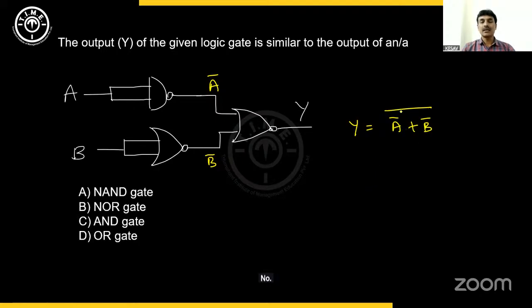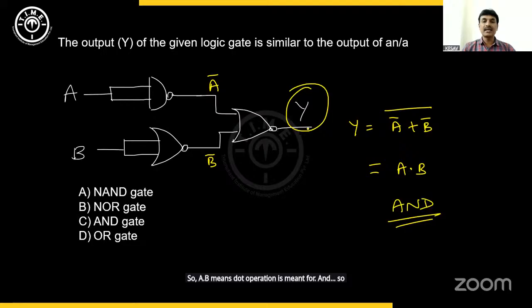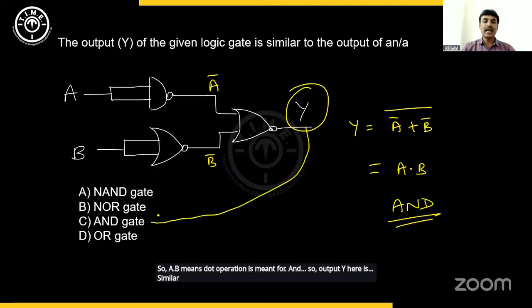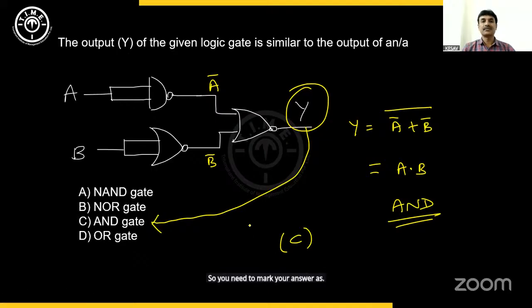NOR, so complete negation. What is A bar plus B bar whole bar? From De Morgan's theorems once again, it is A dot B. So A dot B means dot operation is meant for AND. So output Y here is similar to the AND gate output. So you need to mark your answer as C. Hope you're following. Right.